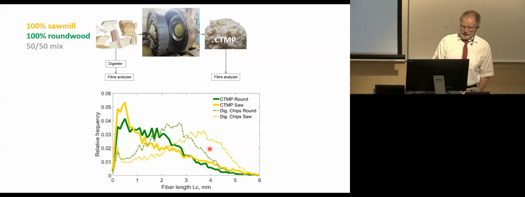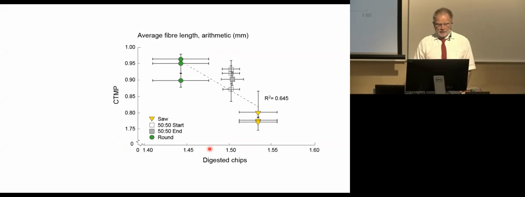So based on this, we can calculate an average. It looks like this. Here you have the fiber length of the digested chips, and here you have the fiber length of the CTMP. And in this case, we have calculated the average fiber length arithmetically. Every particle has one vote, so to say. And then you can see it's a negative correlation. So the longer particles we have in the chips, the shorter will come out of the refiner. I agree, it's very strange. So another way is to put more weight on the longer fibers because they are also heavier.